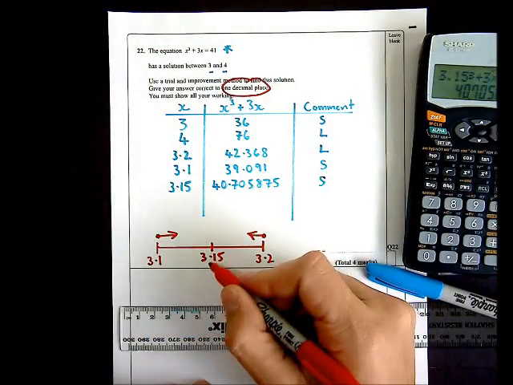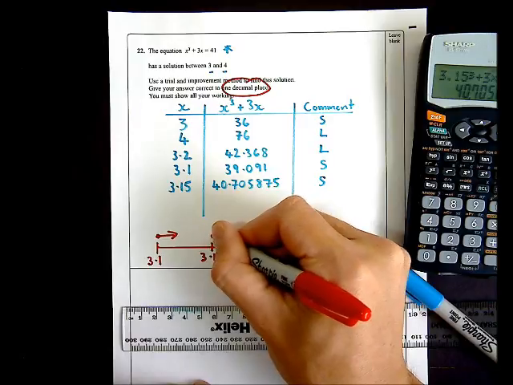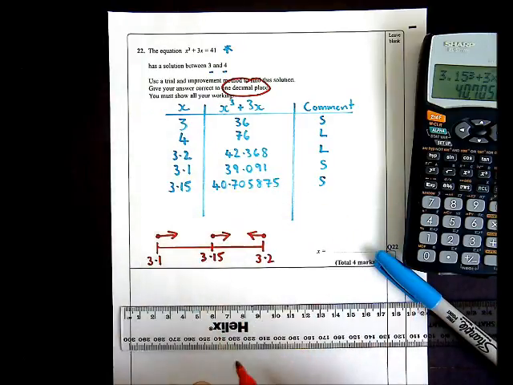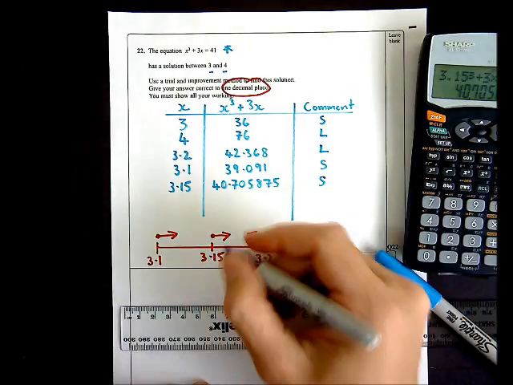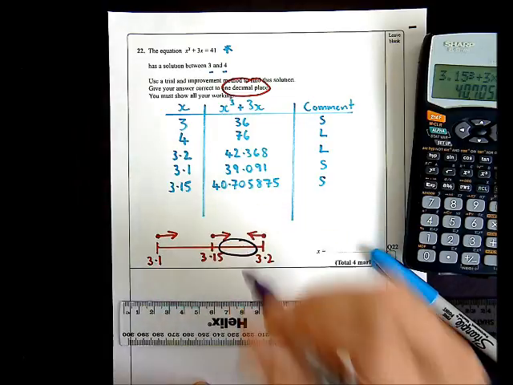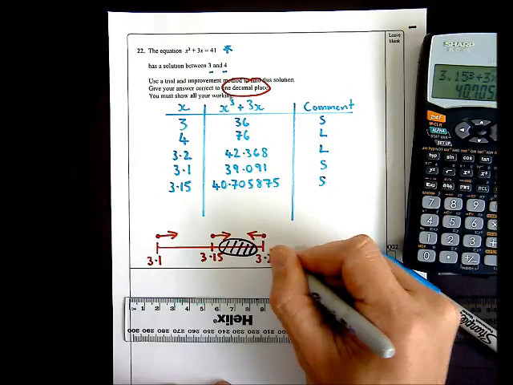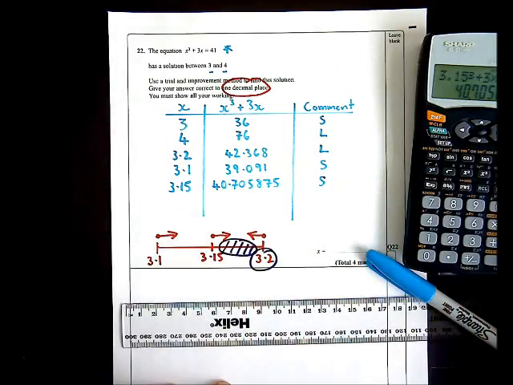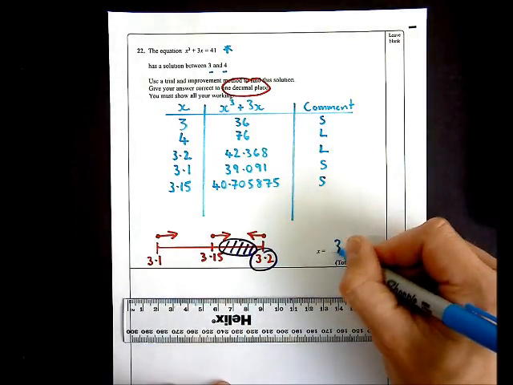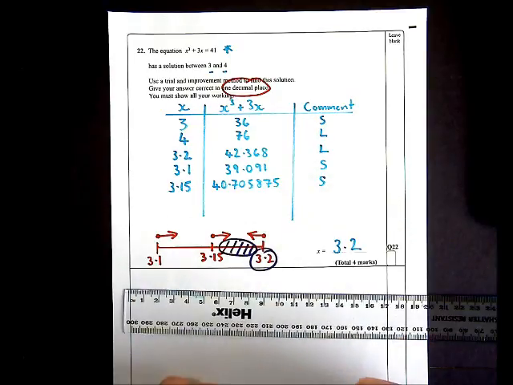So as this answer was too small, I know that my answer must be somewhere above 3.15. And from that, I can see that my answer is somewhere in this area here. And anywhere in this area here is going to be closer to 3.2. So my answer for x would be 3.2.